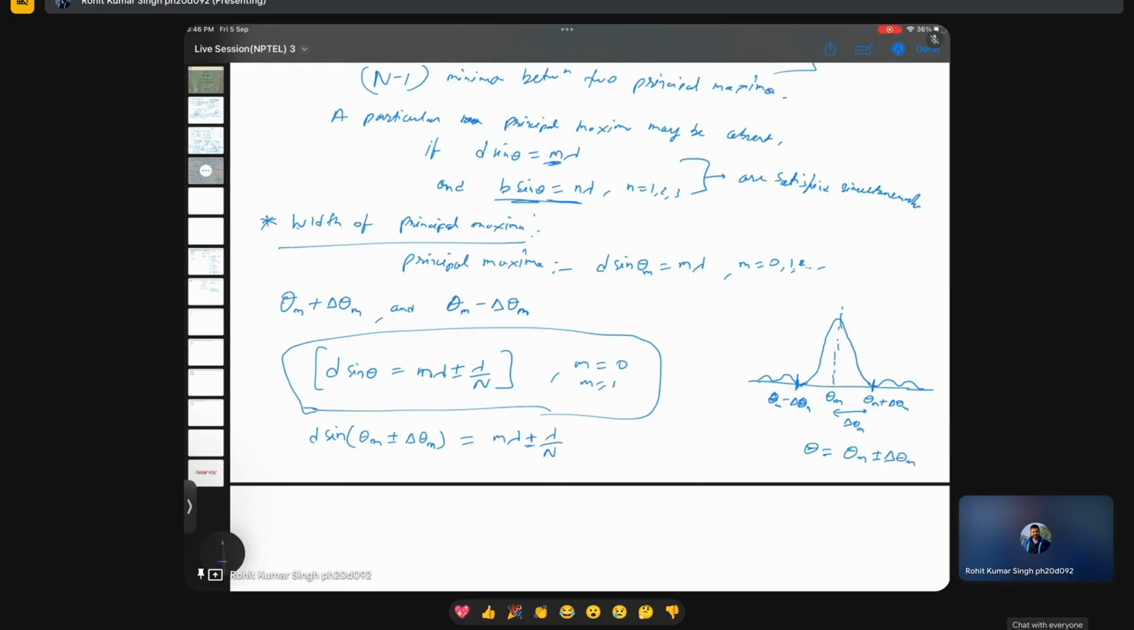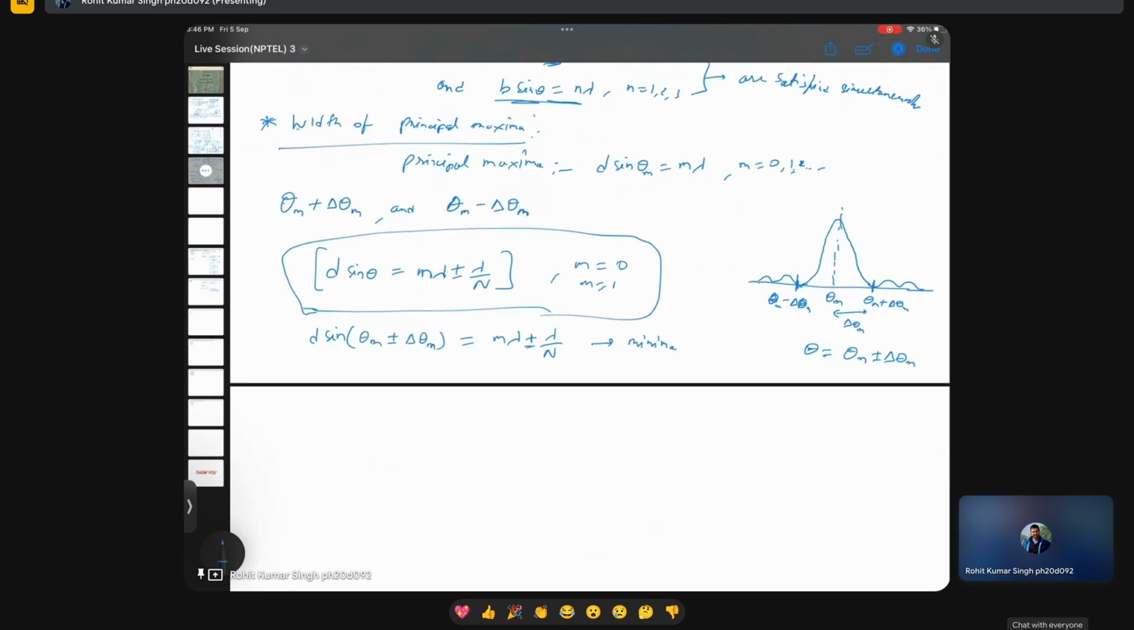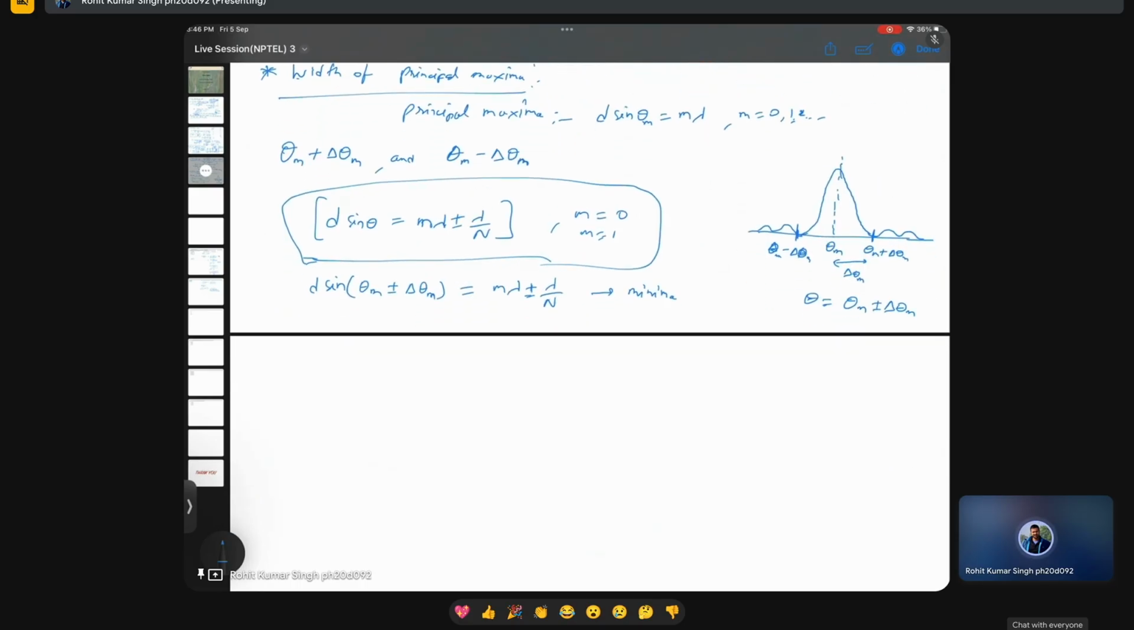Fine. So this is the minima condition. Now we can use the formula for sine(a+b) to expand it. So you will get d sin θm cos Δθm ± d cos θm sin Δθm is equal to mλ ± λ/n.